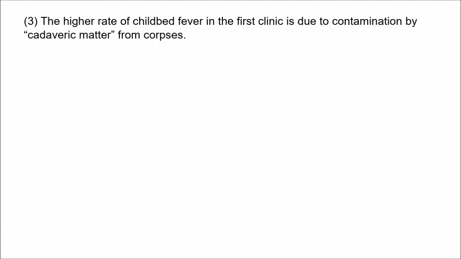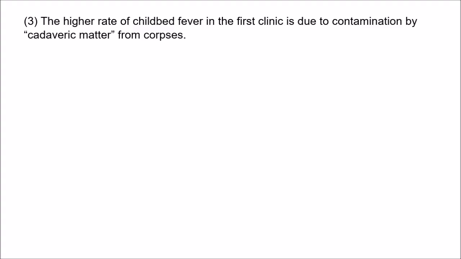The second clinic, on the other hand, was staffed by midwives who focused only on the pregnancies. So Semmelweis thought that there might be some kind of contamination from what he called cadaveric matter from the dead bodies in the first clinic. So the high mortality rate of the first clinic is due to contamination by cadaveric matter from corpses.